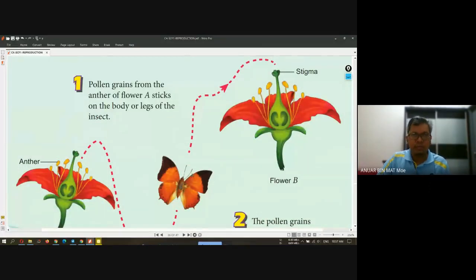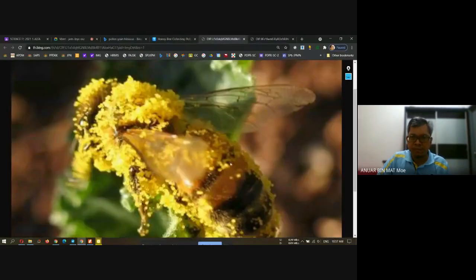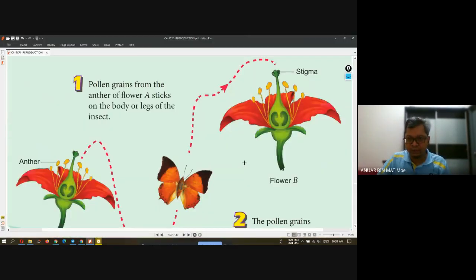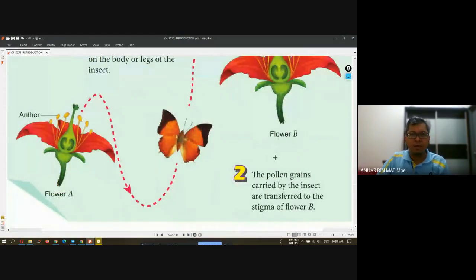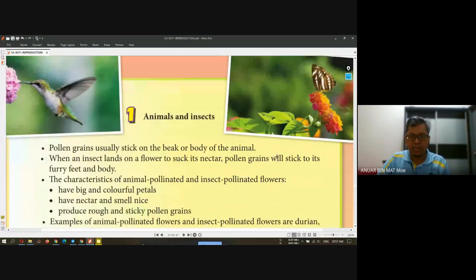All right, you still remember the picture over here? Bees, right? It carries the pollen grain from the anther to another flower. So bee or the insect is one of the pollinating agents. Okay, right? Or maybe it is carried by the wind. Okay, this one number one. Animal and insect is a pollinating agent.